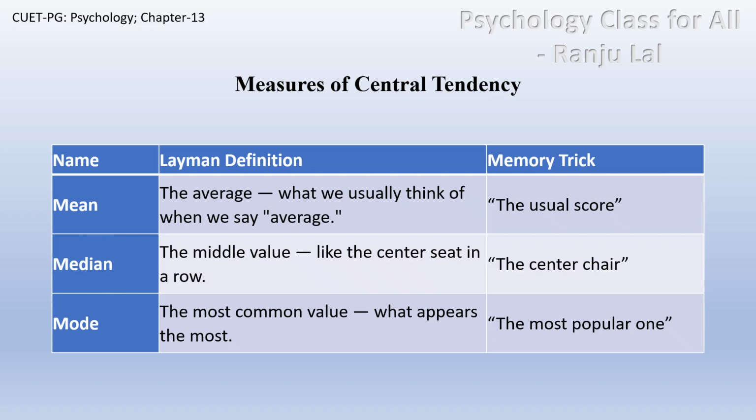For mean, if five people have different happiness scores, the mean tells us the usual level of their happiness. For median, we can take an example like lining up people by their height. The one standing in the middle shows the median height of that group. For mode, if most students prefer listening to music while studying, then that preference is the mode. So, to summarize, the three measures of central tendency are mean, that is average, median, that is middle point, and mode, that is most frequent. They help psychologists to understand what is typical in a group.